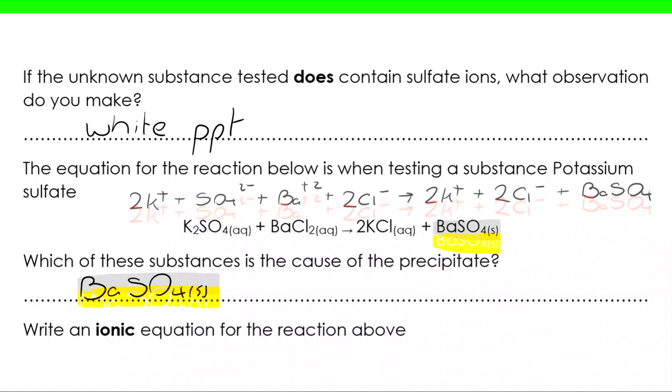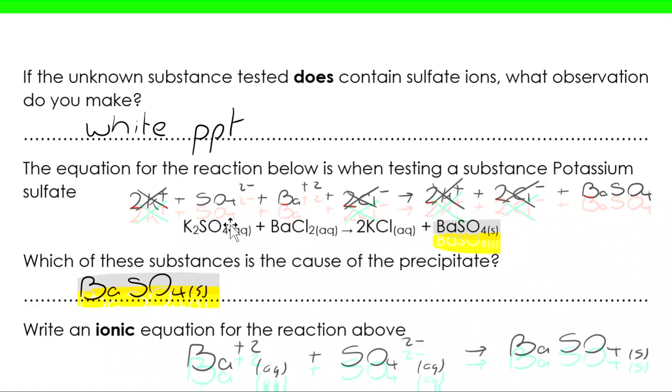I can now start to get rid of spectators. I've got 2K plus on the left, 2K plus on the right, so let's get rid of them. And I have got 2Cl minus on the left and 2Cl minus on the right, so I get rid of them. And we are left with what goes into the ionic equation. Ba 2 plus plus SO4 2 minus makes BaSO4. And again, I've added the state symbols. Aqueous barium ions, aqueous sulfate ions, solid barium sulfate.